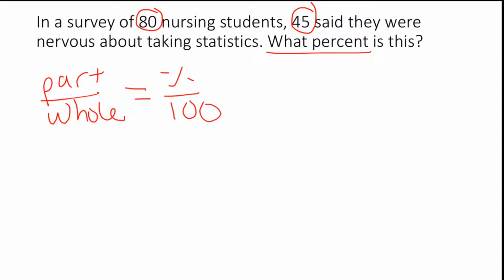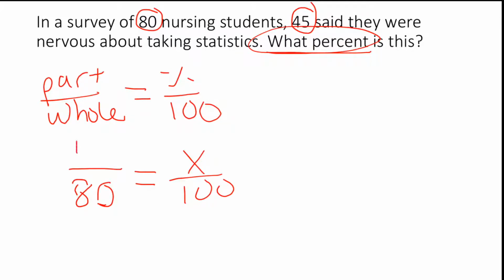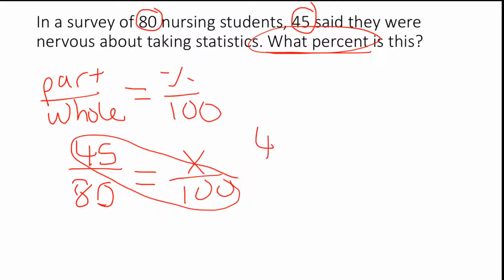So this one we don't know what the percent is. So it's what percent, so we're going to put X for the percent. And there was a total of 80 nursing students, so that's the whole. And we have 45 were the ones that were nervous. So again, we can cross multiply, so 45 times 100 equals 80X.